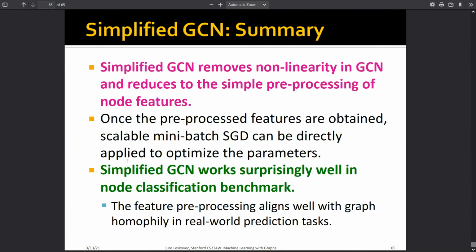So simplified GCN removes non-linearity in GCN and reduces to simple pre-processing of node features. Okay. Node classification benchmarks. Oh, okay, that is the last slide. Yeah. There you go.